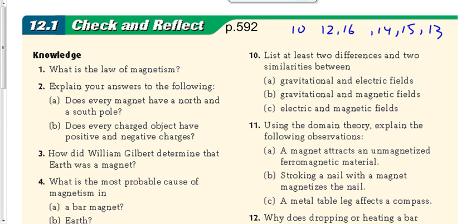It says, list at least 2 differences and 2 similarities between gravitational and electric fields, gravitational and magnetic fields, and electric and magnetic fields. We know that they have a lot in common, right? And we've drawn a lot of connections between the 3 of those fields over the last 2 units. Okay, let's specify now a couple of similarities and a couple of differences between all 3 of those fields. Give me a similarity, difference, whatever, between an electric and a gravitational field. What's one thing they have in common or one thing that they don't have in common?